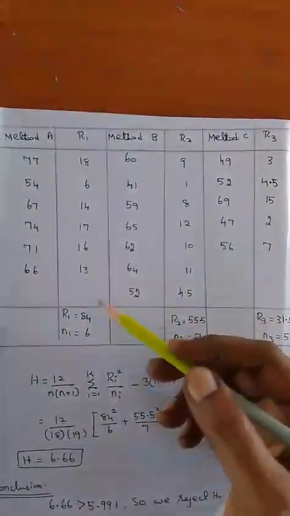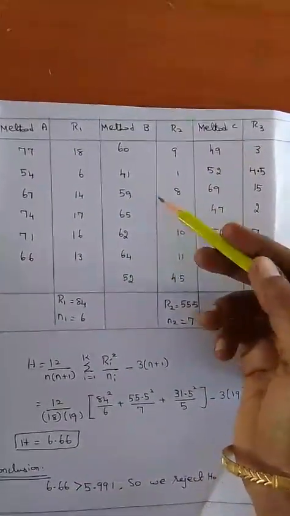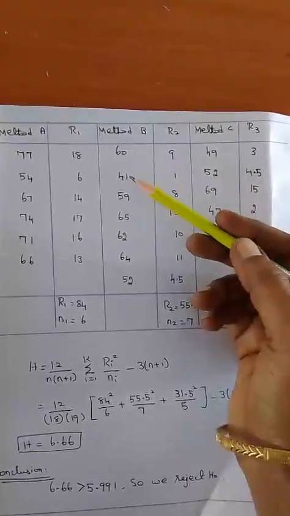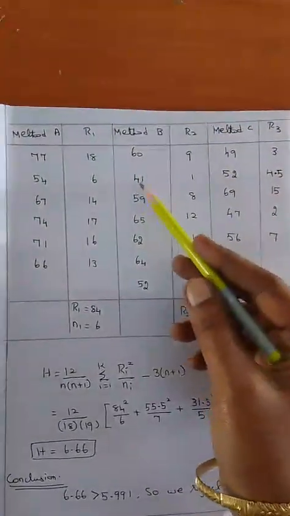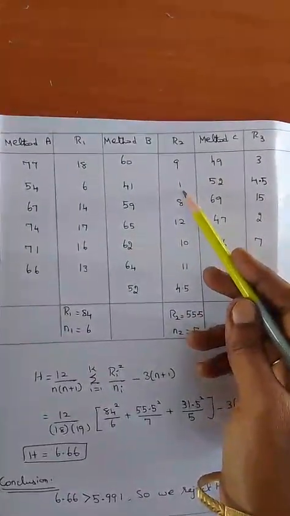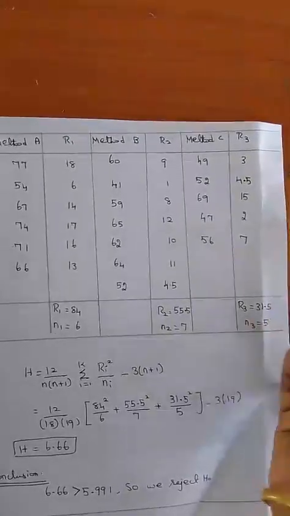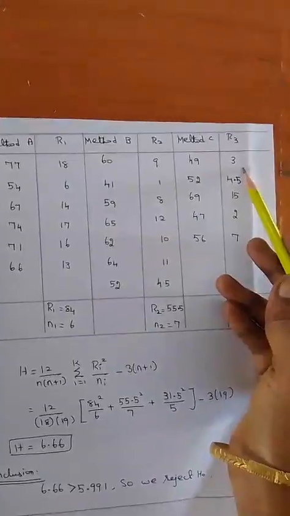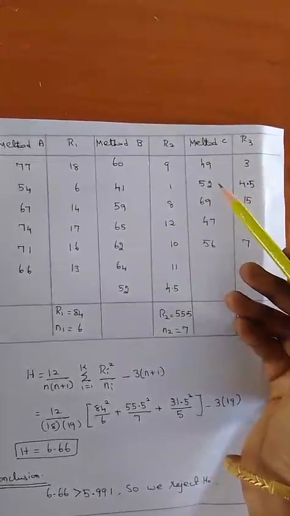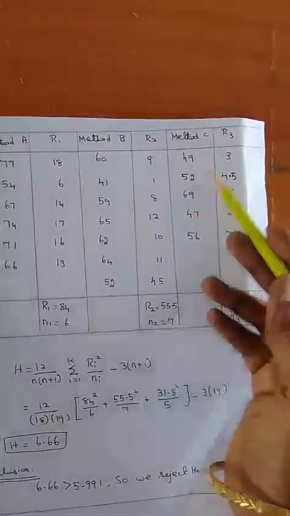Now give the rank. For the minimum value, we have to give the ranks in ascending order, from minimum to maximum. In the total data, 41 is the minimum value, so the rank is 1. The next value is 47, rank is 2. And then the next value is 49, rank is 3. And the next value is 52, but it comes 2 times, so we have to rank it carefully.